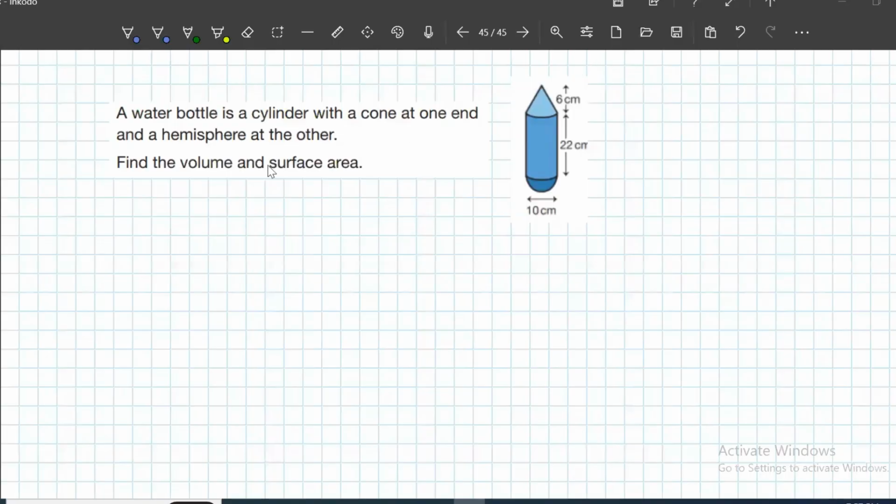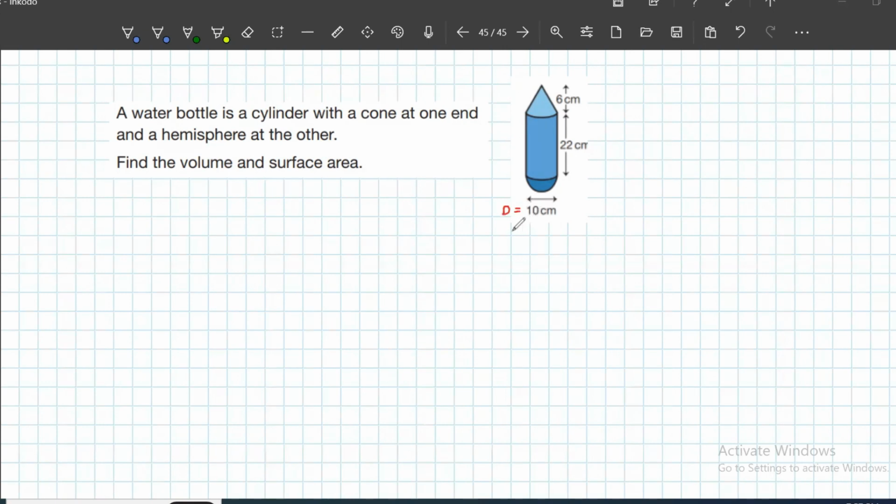Now we will discuss this question: a water bottle is a cylinder with a cone at one end and a hemisphere at the other. Find the volume as well as the surface area. First thing, we will check what the radius is. Look, this 10 shows 10 centimeter, the full length of the hemisphere, which is the diameter.